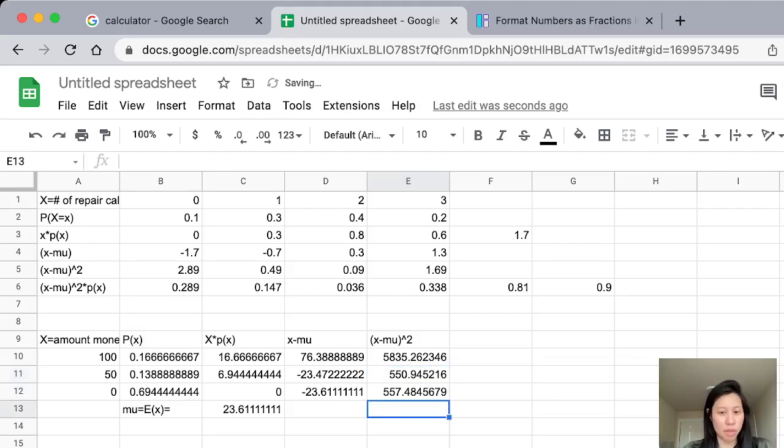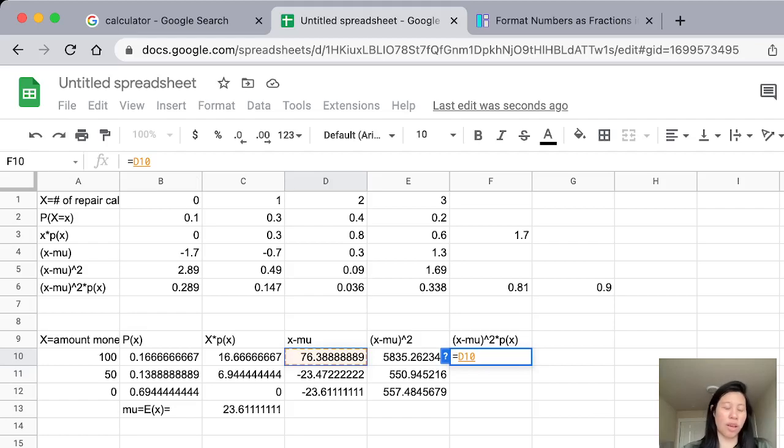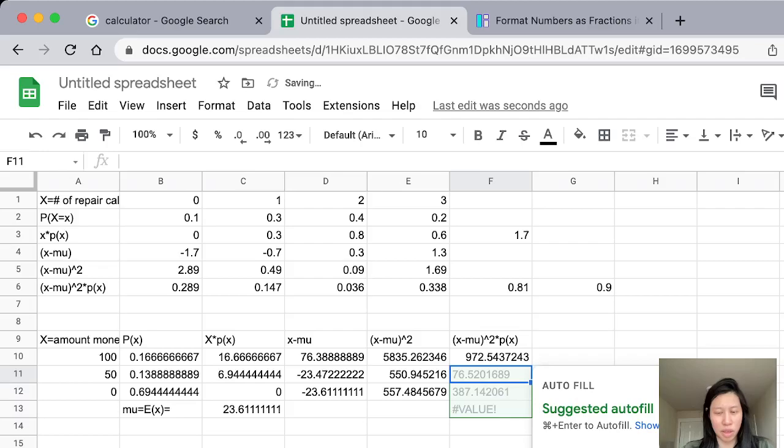And then what's next? After you square them, you still need to multiply by the probability. So let's multiply the probability. So we have this number. Did I do this right? Let me check. Oh, this is not just equal to D10. This equals X. Oh yeah, that's correct. Okay, this equals E times our probability in here. Oh, no, sorry, times this one. And then now autofill.